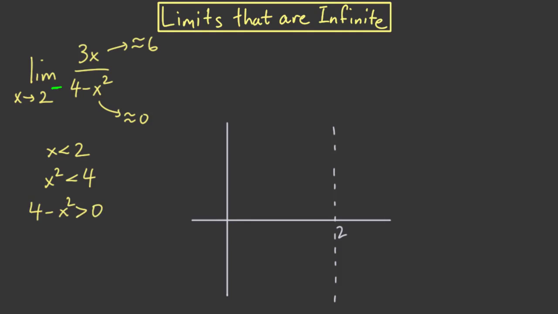So we've got a numerator that's close to 6 divided by a denominator which is getting really close to 0 but positive. So these quotients are going to be really large and positive. So our limit from the left is blowing up towards plus infinity. And the graph just to the left of 2 will look something like this.